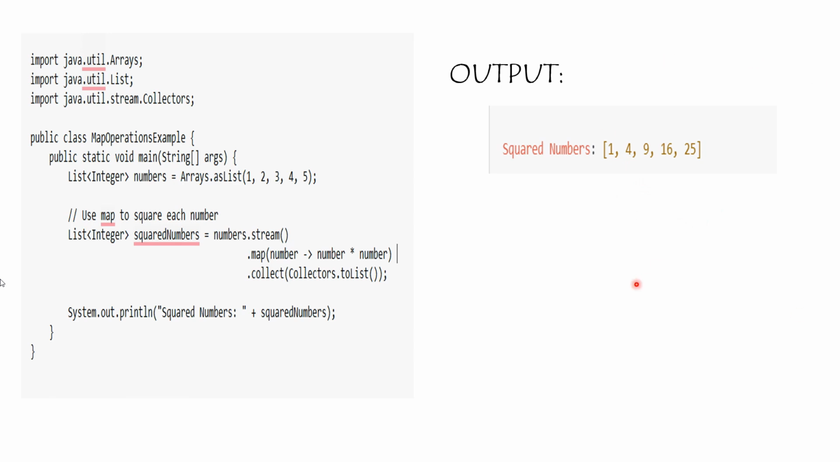Finally, the code creates a list of numbers, squares each number in the list using the map function, collects the squared numbers into a new list and prints the result. This demonstrates how map can be used to transform each element in a list collection.